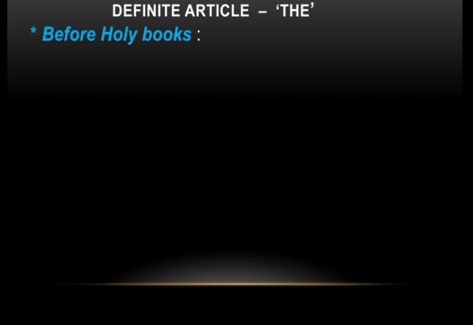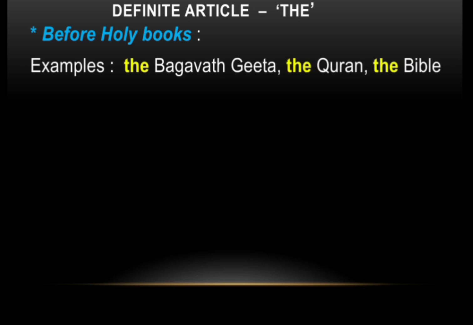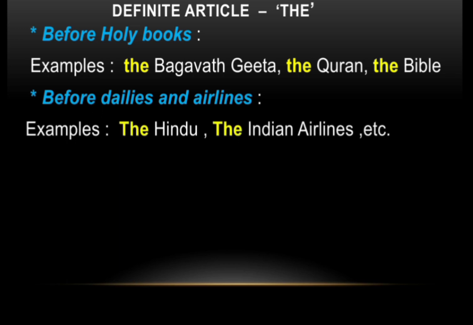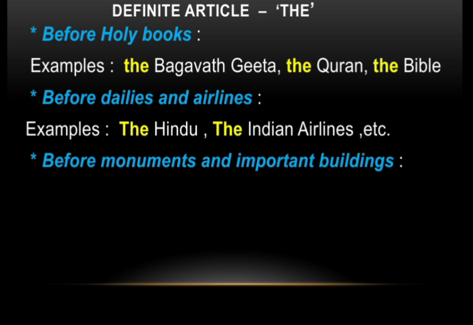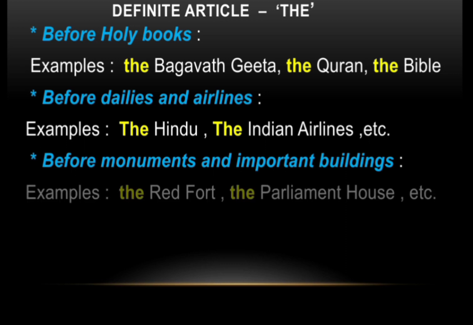Next, the definite article the is used before holy books. The Bhagavad Gita, the Quran, the Bible. It is used before the dailies and airlines. Dailies refers to the newspapers. Example: the Hindu, the Indian Airlines. We use the before monuments and important buildings. The Red Fort is the example for monument, and the Parliament House is an example for important buildings.